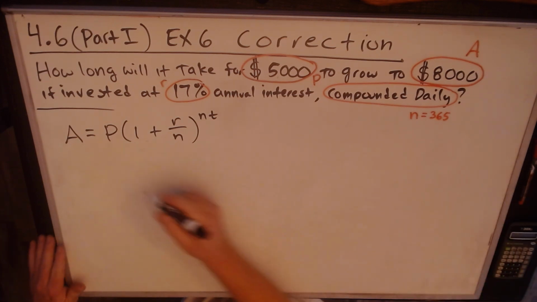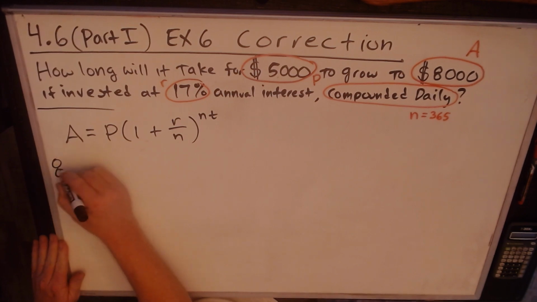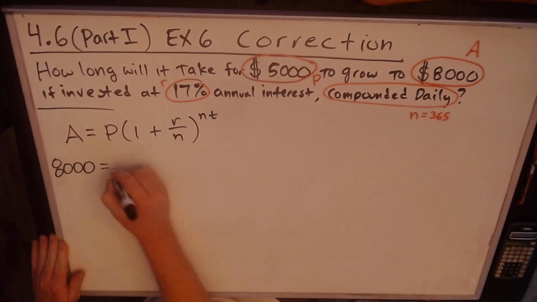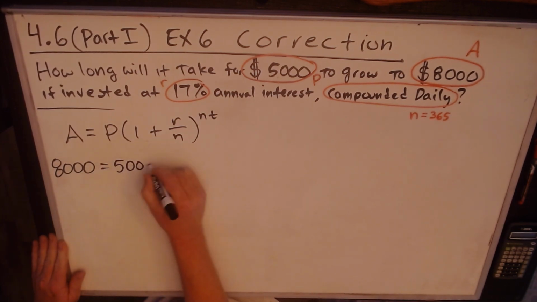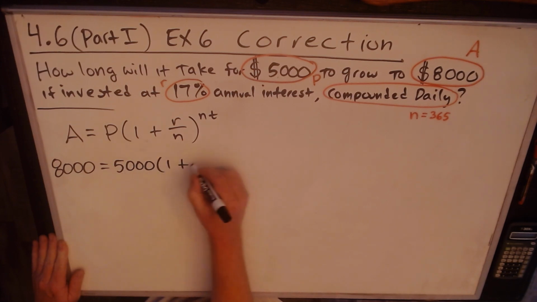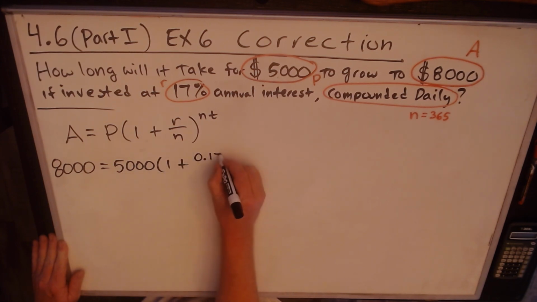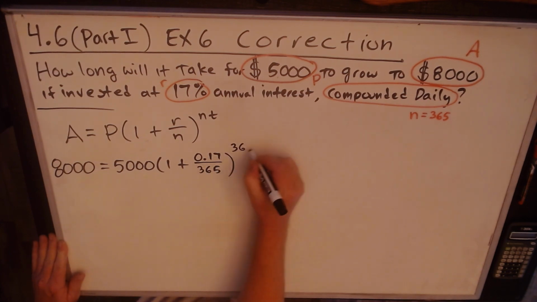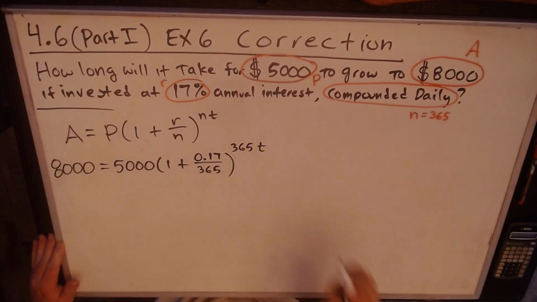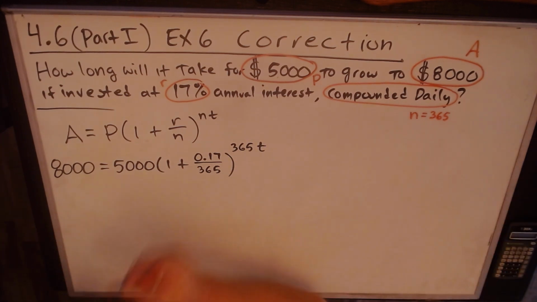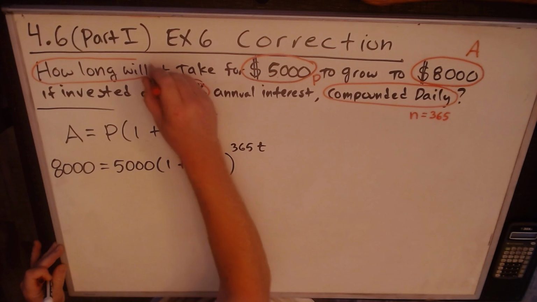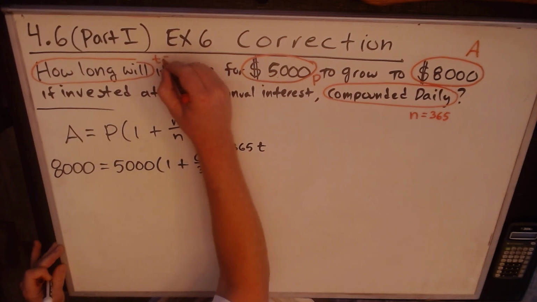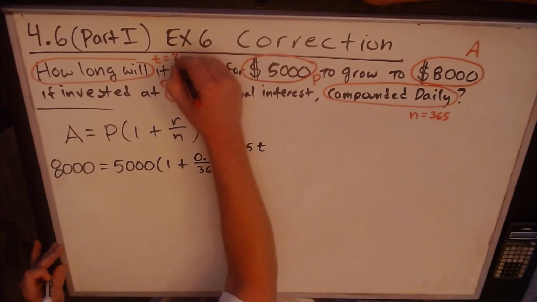So we'll plug everybody in. We have our 8,000 is equal to 5,000 times 1 plus 17% as a decimal divided by 365 to the 365t. We're solving for t. How long will it take? That's going to be our t value that we're trying to solve for.